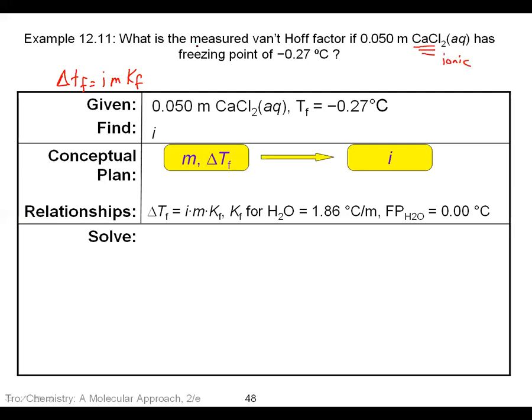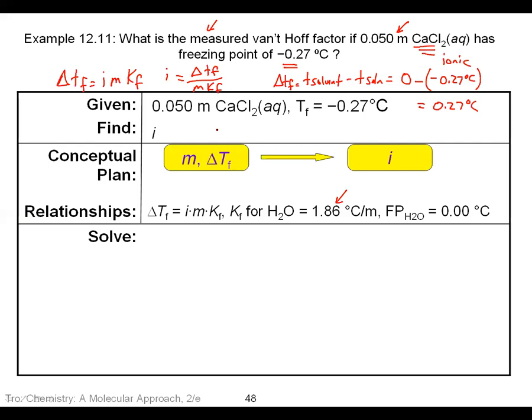Now, in this particular case, we're actually looking for i. So if we rearrange this, i would equal the change in the freezing point divided by m Kf. Kf is going to be that 1.86 number because, again, water is our solvent here. m is our molality, which they gave us. And the change in freezing point, again, is not going to be this number because the change in freezing point is the temperature of the solvent where it freezes minus the temperature of the solution. So water freezes at 0 degrees Celsius minus the solution, which is minus 0.27 degrees Celsius. Again, this is how we get rid of the negative sign.